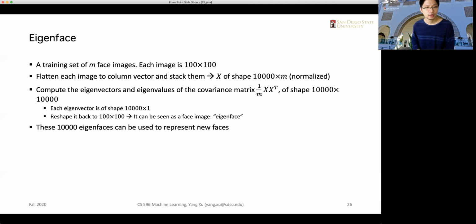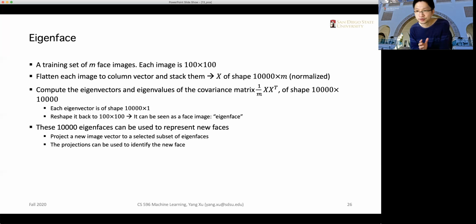Okay, so these eigenfaces can be used as the basis. They are the basis vectors. They are orthogonal to each other. So they represent the abstract face space, and they can be used to represent any new face by projecting. So given a new face image vector, we can project it onto a subset of the eigenfaces. And the projections, the new coordinates in that subspace, can be used to identify whether this new face exists in the original data set or not.